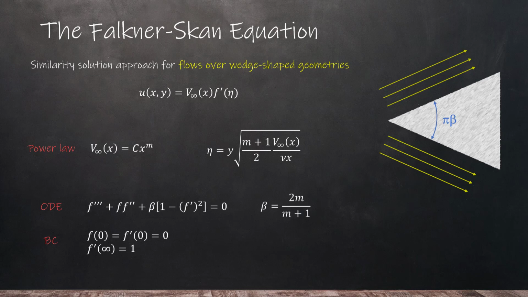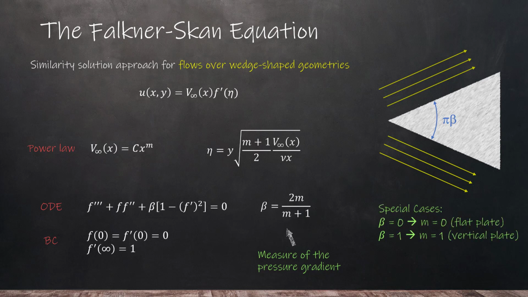In the expression, we have a beta term that appears. This term represents a measure of the pressure gradient in the flow field and is connected to the angle of the geometry. With this in mind, we can have special cases such as a flat plate and a vertical plate.